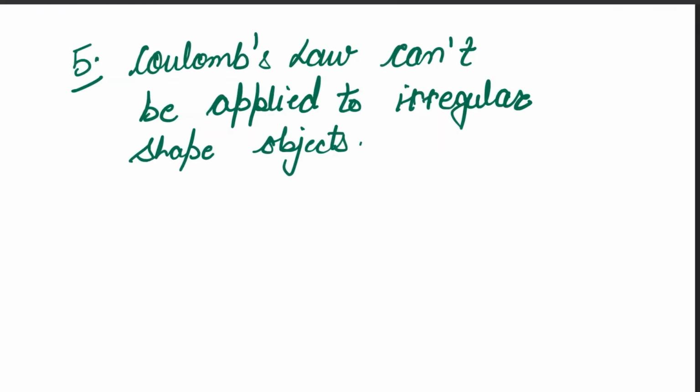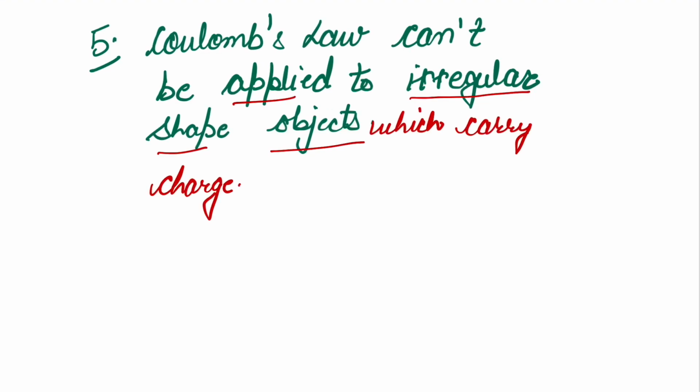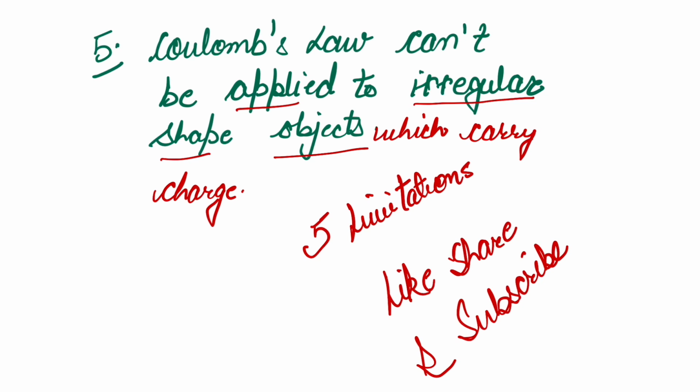The fifth limitation is that Coulomb's law cannot be applied if you have irregular shaped objects which carry charge, because if you deal with regular or smooth shapes, then it is easy to calculate the distance between them, but if the structure is irregular, then it is very difficult to find the distance between the two charged particles. So we always prefer that the charge carrying bodies should have a regular shape or a regular pattern. So these are the total 5 limitations of Coulomb's law.